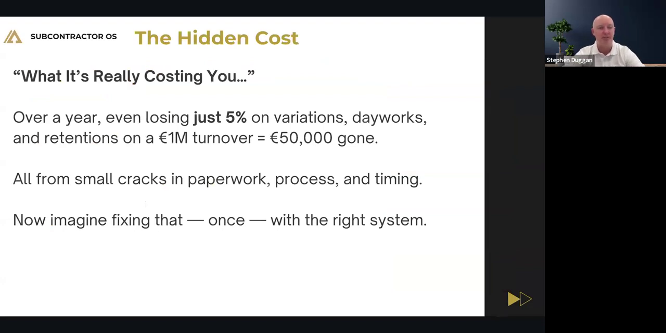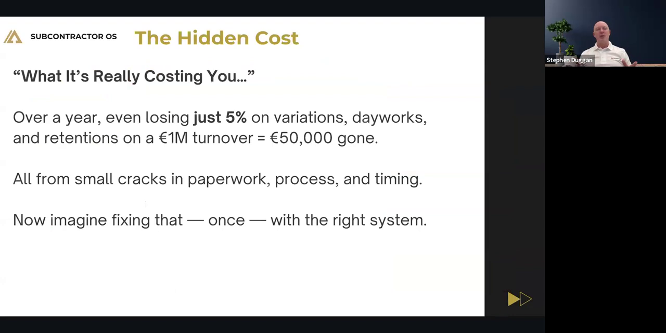So what is it really costing you? Over a year, even just losing 5% on variations, day works and retentions on a 1 million turnover is €50,000 gone. All from cracks in paperwork, process and timing. Now, can you imagine fixing that with just one system?